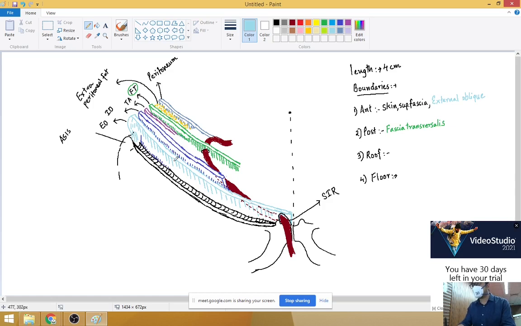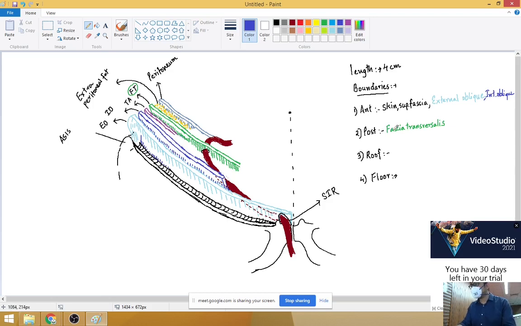Now if you look at it a little closer, you'll find a part of internal oblique is also coming, isn't it? So here also the internal oblique: skin, superficial fascia, external oblique, the internal oblique. It is making the anterior boundary.